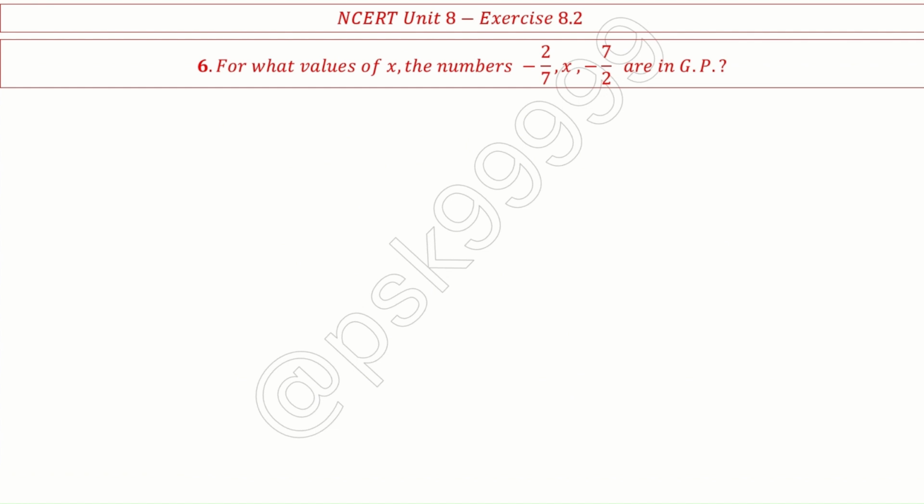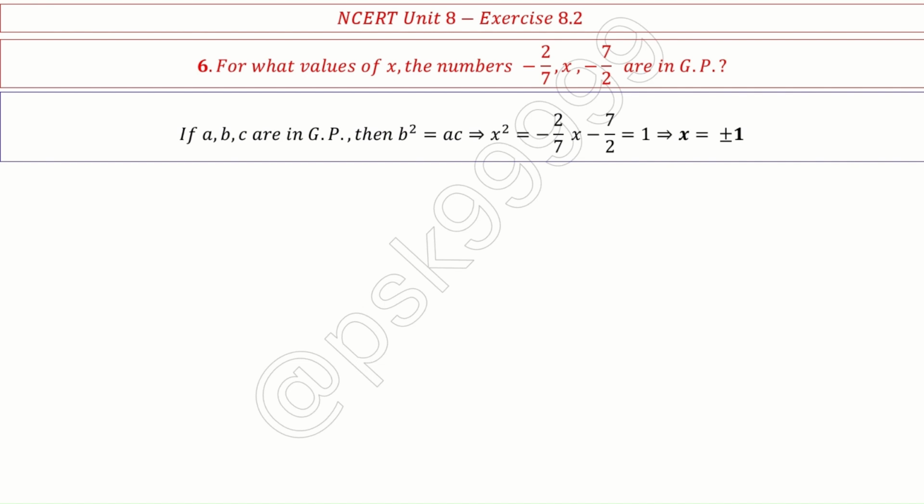Okay, now for which values of x the numbers -2/7, x and -7/2 are in GP. If three numbers are in GP, you can apply the geometric mean, which is nothing but x square equal to the product of neighboring terms. So x square equals -2/7 into -7/2, which is 1. So x equals plus or minus 1. Okay, next. So it can actually form two series: -2/7, 1, -7/2, or -2/7, -1, -7/2.